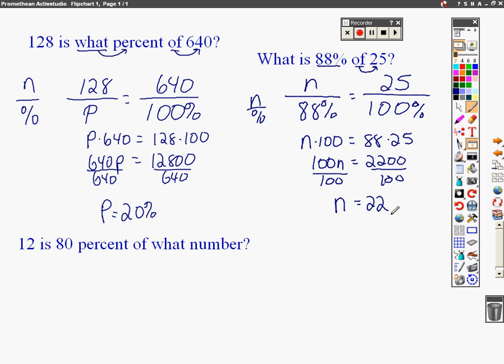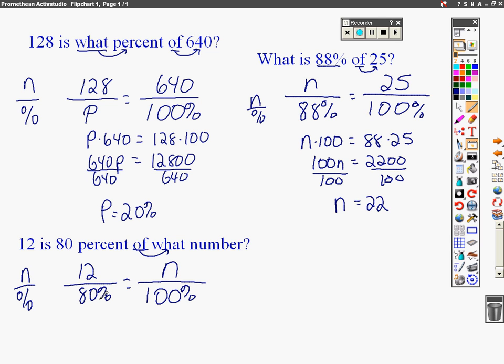We have 12 is 80% of what number? All right, so we set up our ratio, numbers over percent. Okay, 100% goes here. Okay, "of what number" tells us of the total, and that's what we don't know, so that's our unknown. We have 12 is 80%, so it tells us that the number is 12 and it is 80%.